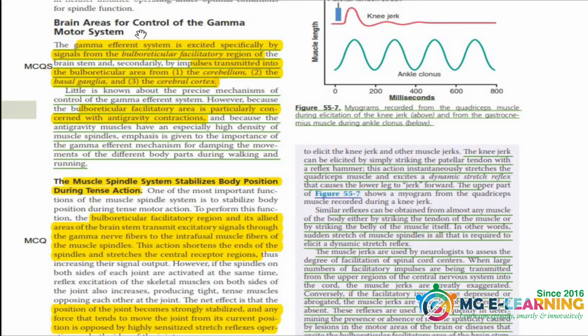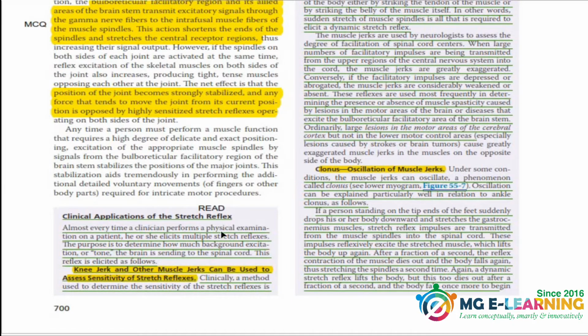Next is the brain areas for the control of gamma motor system. It is also important for your MCQs. Next is also an important topic for MCQs. This clinical application of stretch reflex is also an important topic. You have to make your concepts clear and memorize these points.